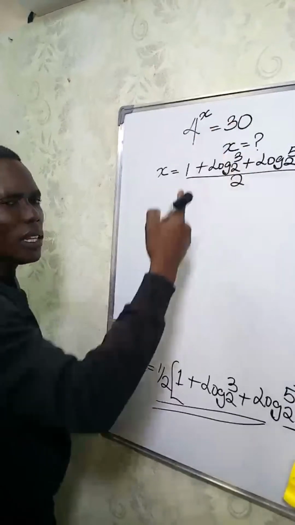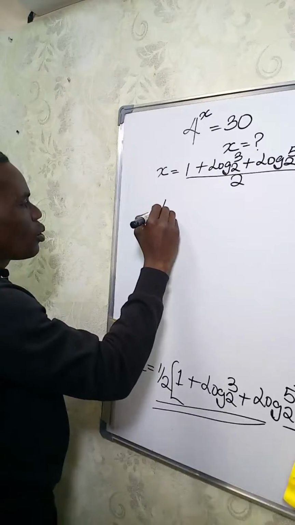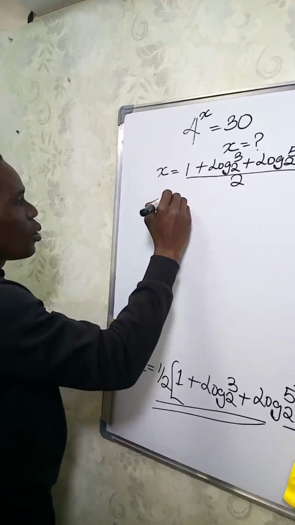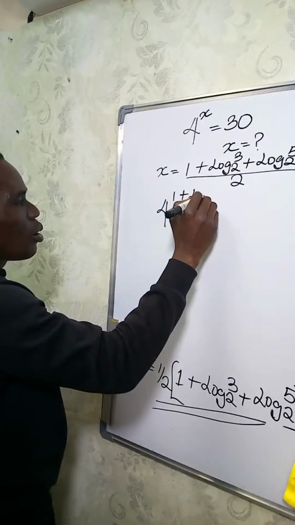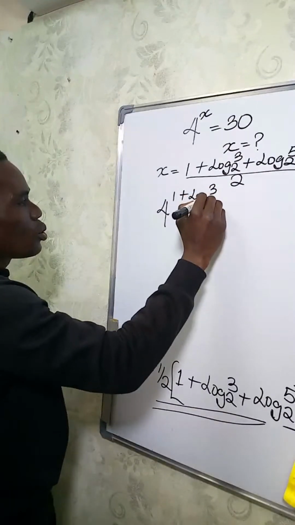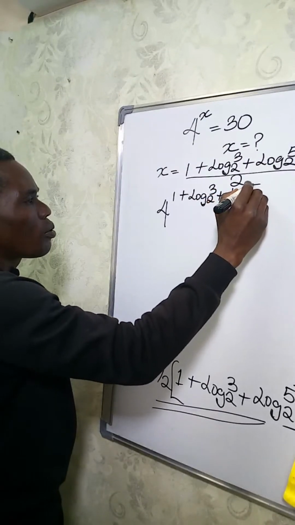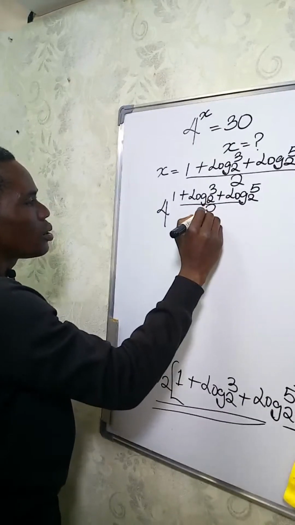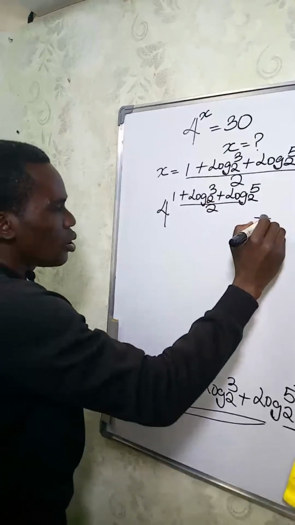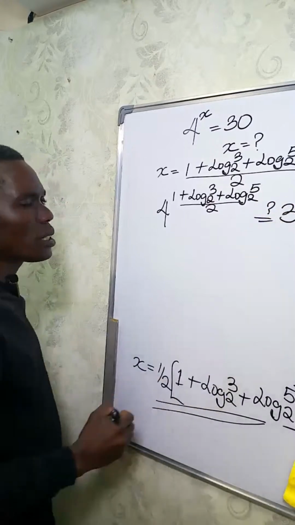Will it give me 30? Let's try that out. So we have 4 to the power of 1 plus log of 3 base 2 plus log of 5 base 2, all divided by 2. Is it going to give me the solution 30?